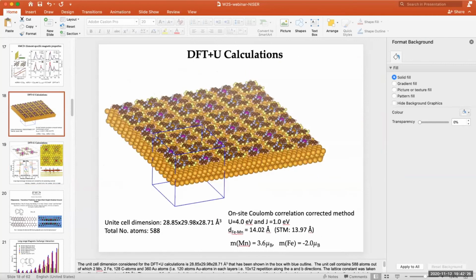Okay. So experimentally they found that they are alternating. Yes. So the whole theoretical calculation is based on this particular distance between the two atoms. From the STM, we can measure that manganese and iron distance, and from there we constructed the whole scenario. We also see that we get 14.02 from the optimization, and from the STM they find 13.97. So it's quite a close match.